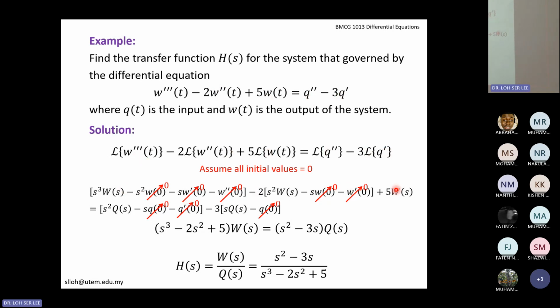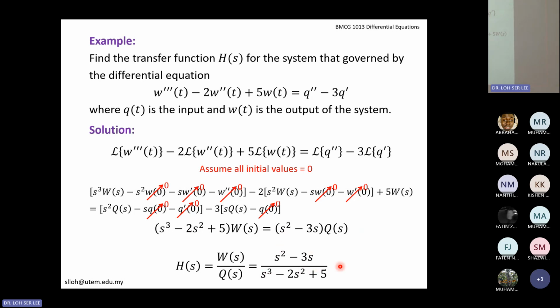You get this. Suppose you have learned how to Laplace transform the derivative, it shouldn't be a problem for you to write this line. Then we assume all initial values to be 0, so you substitute the initial conditions by 0, and simplify, you get this. So the transfer function is output over input, W over Q, meaning that we move this Q to the left and we move this one to the right. And this is your transfer function.